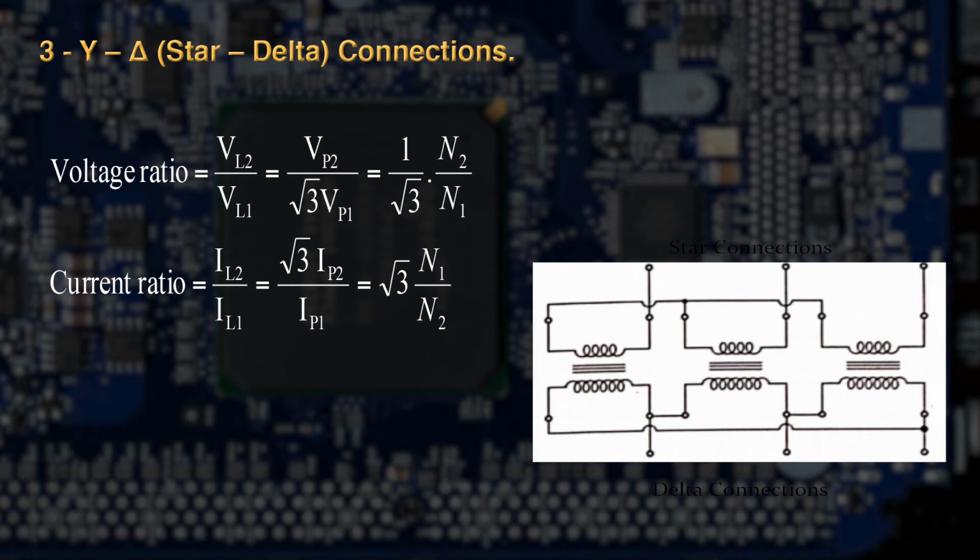So this can be written as voltage ratio is equal to VL2 upon VL1 is equal to VP2 upon root 3 VP1 is equal to 1 upon root 3 N2 upon N1, where this N2 upon N1 is the transformation ratio. Similarly, you can also write current ratio is equal to IL2 upon IL1 is equal to root 3 IP2 upon IP1 is equal to root 3 N1 upon N2.